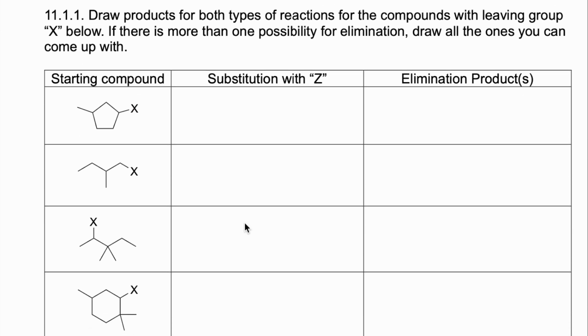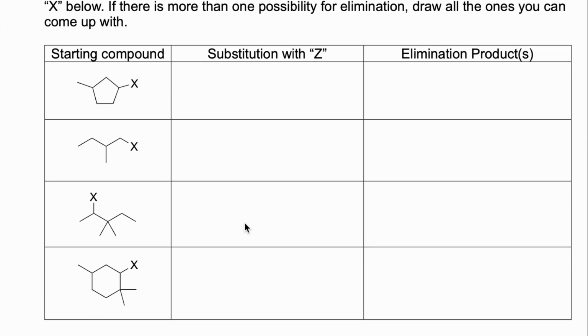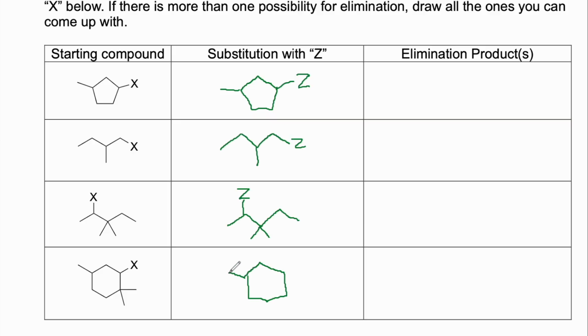Let's see if we could come up with some products, both substitution and elimination, for these compounds that have leaving groups over here, the starting compound. Remember that for substitution, the Z group ends up replacing the X group where the X group was. So these are a little bit easier to draw, I think, especially since we are not yet concerning ourselves with any chirality, any stereochemistry here.